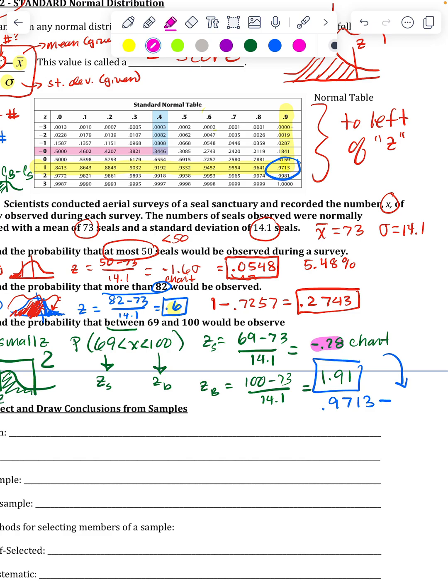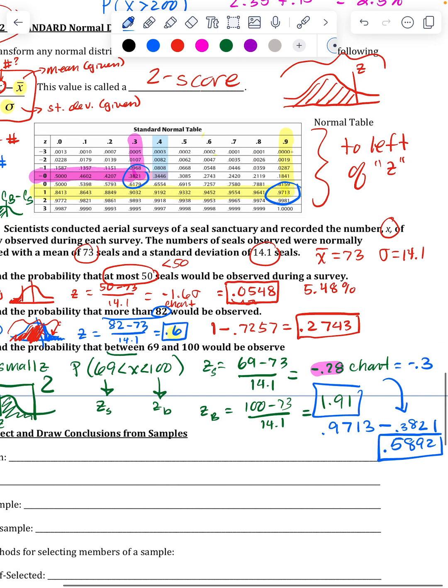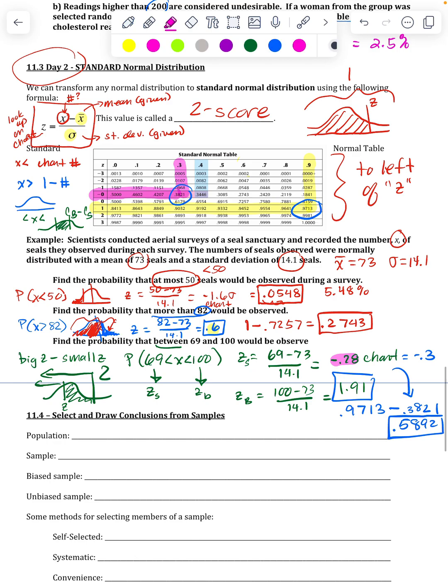So really if I'm looking it up on the chart, it's negative 0.3 because I can't look up two decimals. So I round it to negative 0.3. Going to my chart, because it's negative, I go to negative 0 and then 0.3. So the number I'm looking for is 0.3821. And then when I subtract them, my probability of that happening is 0.5892.